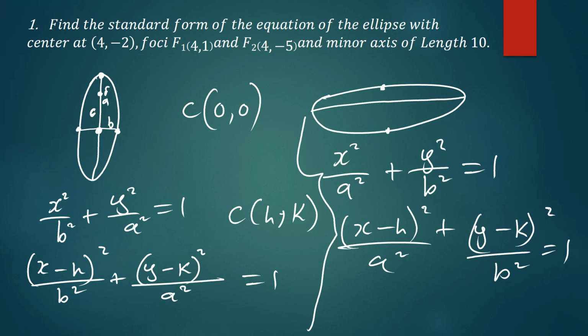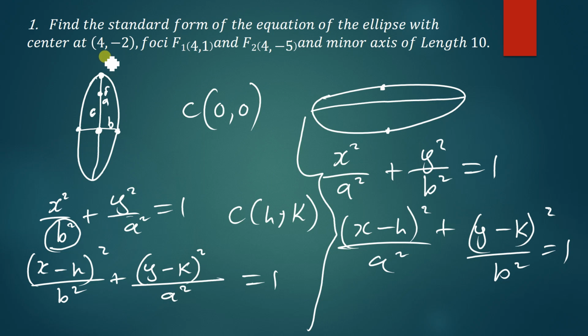So now the question is, how do we find the value of b and the value of b squared and the value of a squared? Or how do we know, first of all, how you determine the orientation of the ellipse? So the orientation is determined by checking the coordinates that you've been given.